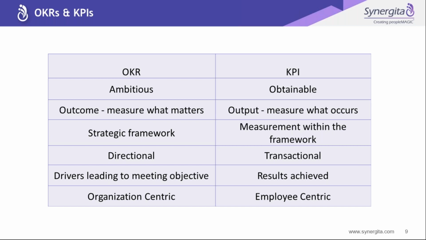OKR is all about the strategic framework, and KPI is a measurement within the framework. OKR sets the direction, and KPI deals with the transactional part of it. OKR sets the drivers for meeting those objectives, and KPIs deal with the results achieved by individual employees. OKR is all about the organization, and KPI deals primarily with the employees' own goals and KRAs.